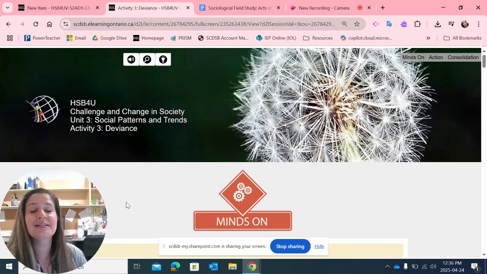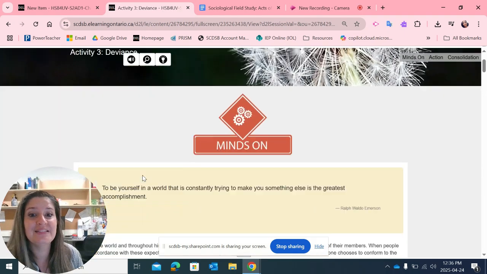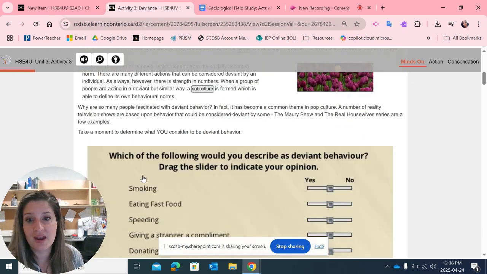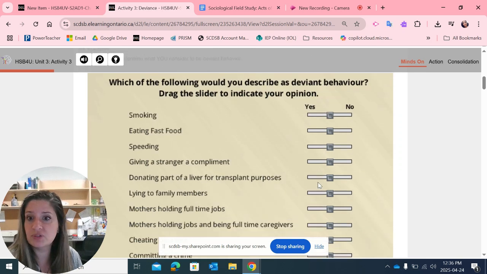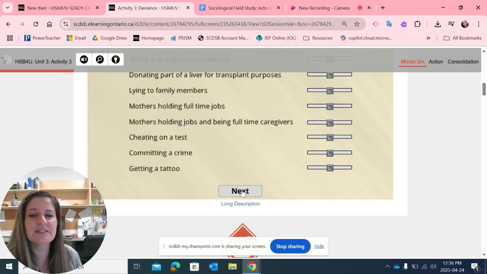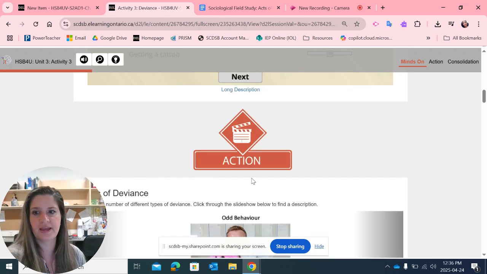We are still looking at societal trends and patterns, and this week we are going to be looking at deviance. So it should be fun. Let's look at what is deviant and what is just odd behavior. Smoking, is that deviant to you? Yes or no? Eating fast food, speeding, there's lots of levels of deviance. Click next and see what your results say.